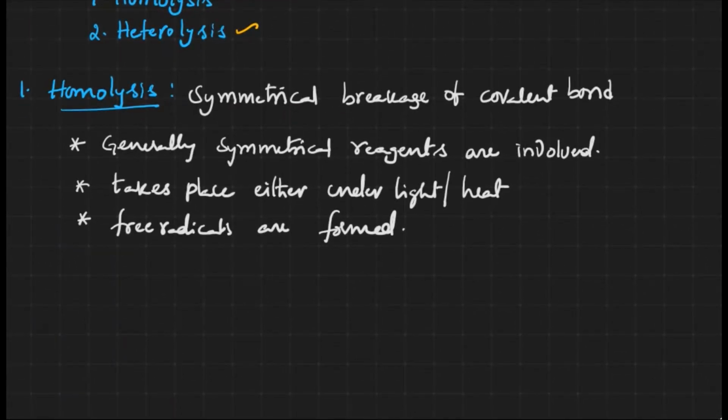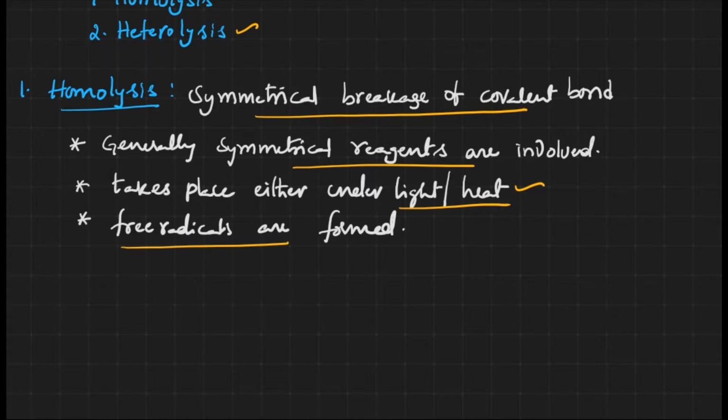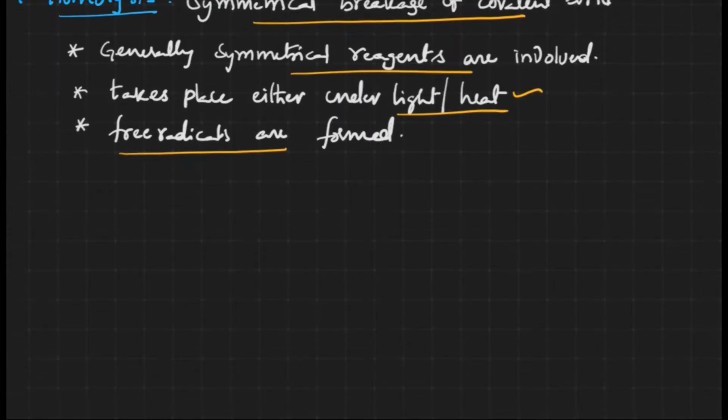What do you mean by homolysis? It's a symmetrical breakage of a covalent bond. What do you mean by that? Let us see. Generally symmetrical reagents are involved. It takes place under either light or heat conditions. Conditions are important. And as a result of this homolysis, we can get free radicals. Let us see an example.